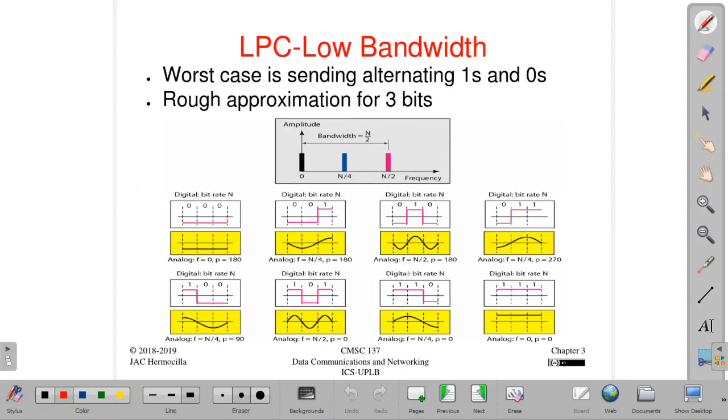Thus the second alternative is, what if you don't have a high bandwidth channel? So you have low bandwidth. So you have to consider the worst case scenario, which is basically alternating ones and zeros, 1 0 1 0 1 0 1 0 1 0. Okay.